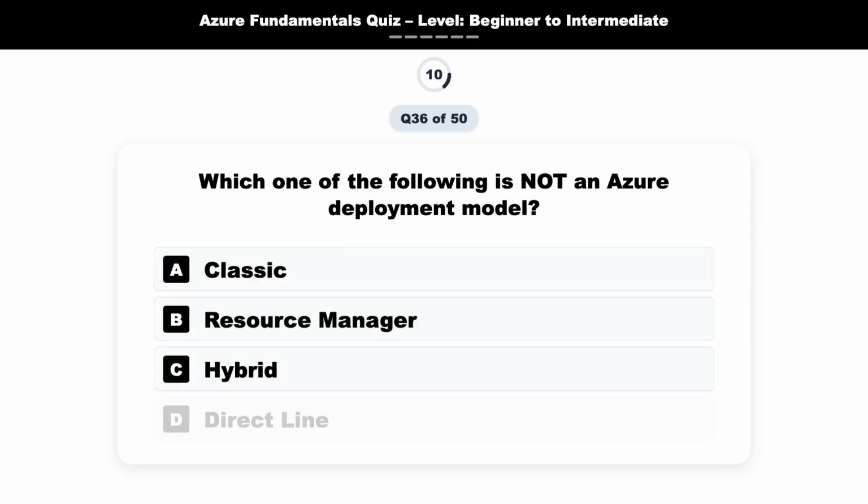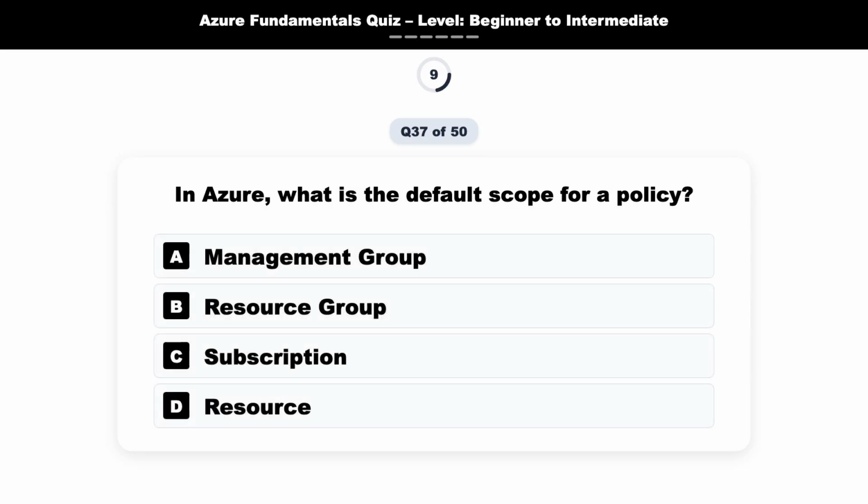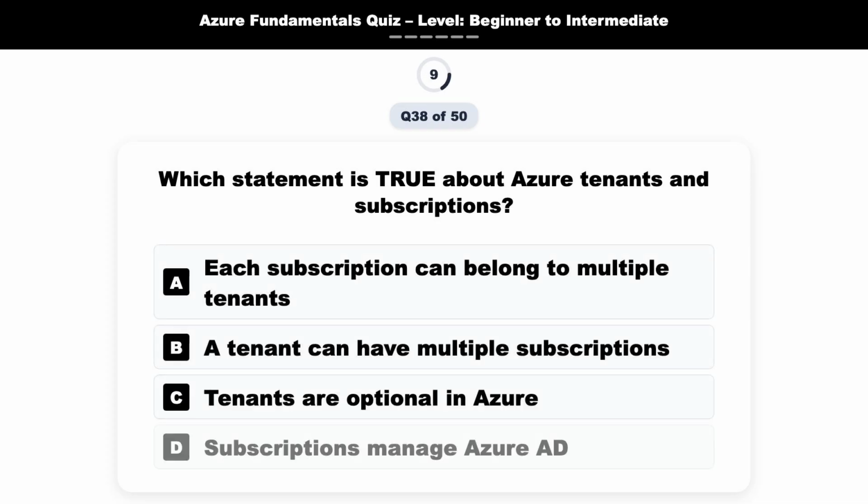Question 36. Which one of the following is not an Azure deployment model? Question 37. In Azure, what is the default scope for a policy? Question 38. Which statement is true about Azure tenants and subscriptions?